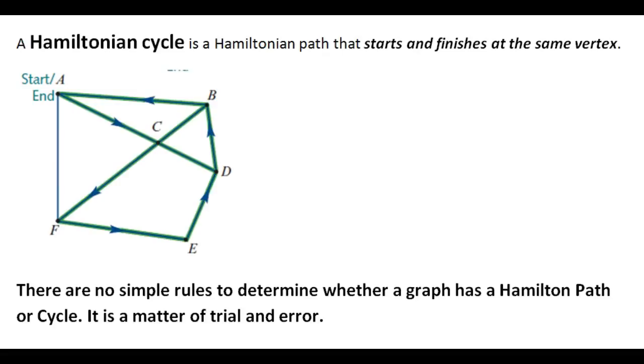A Hamilton cycle is a Hamilton path that starts and finishes at the same vertex. So here it starts and ends at A. You follow this around. Notice it covers vertex D twice, that's fine, and ends at A. Unfortunately, for Hamilton cycles and paths, there's no simple rule to figure out whether a graph has one or not. It's a matter of trial and error.